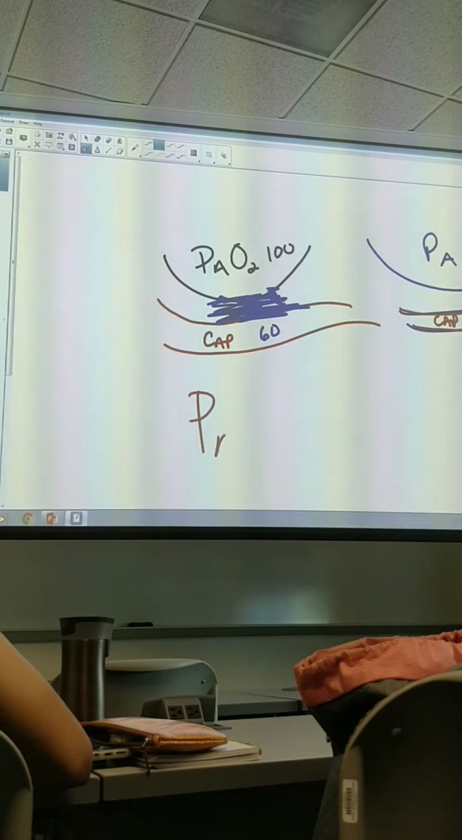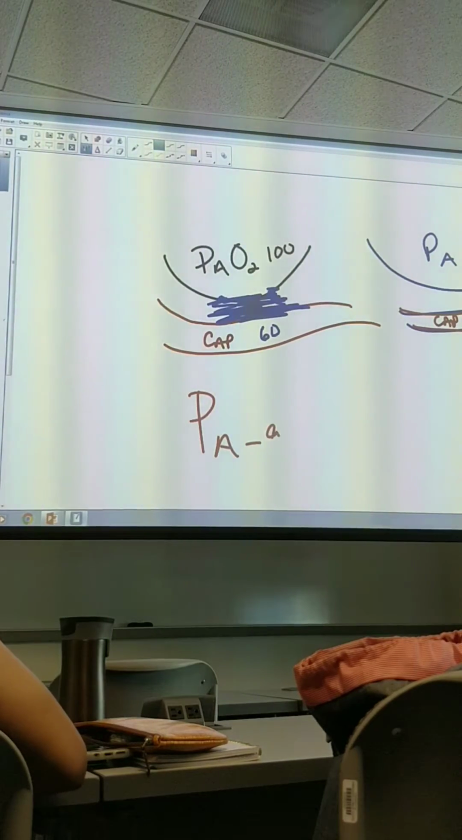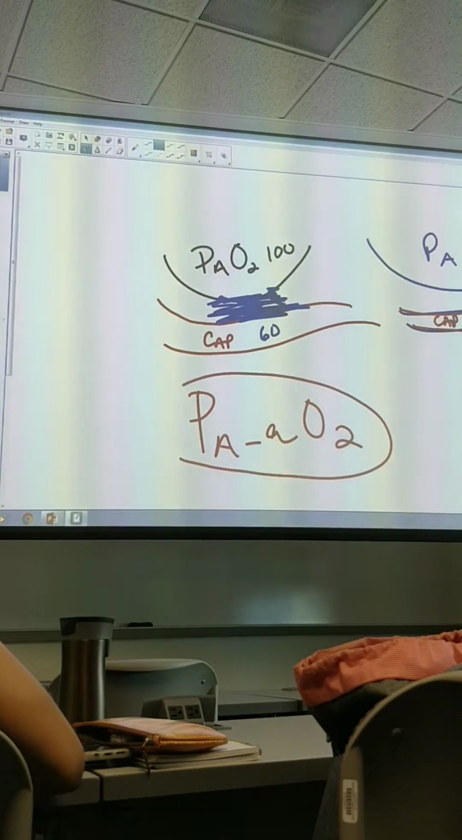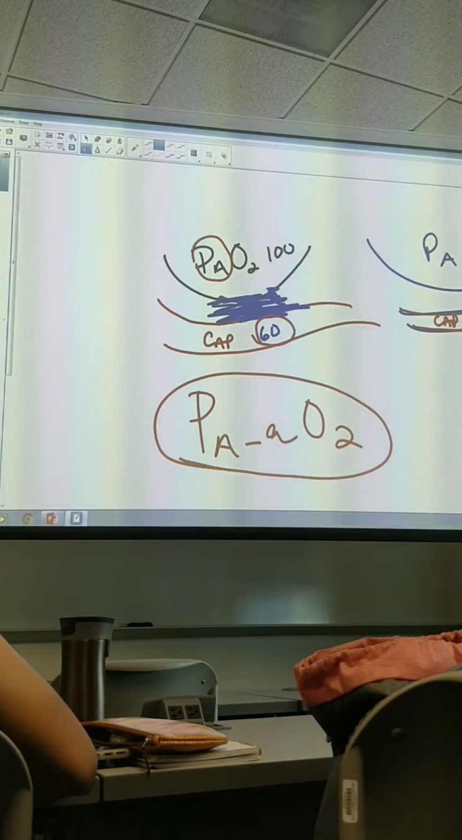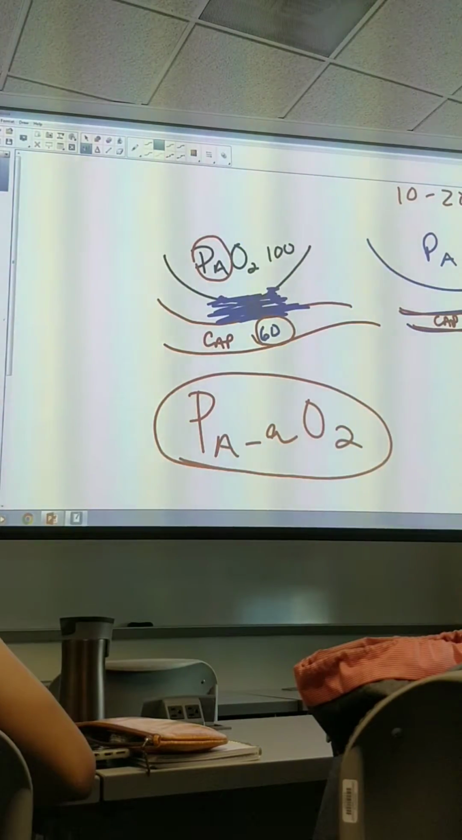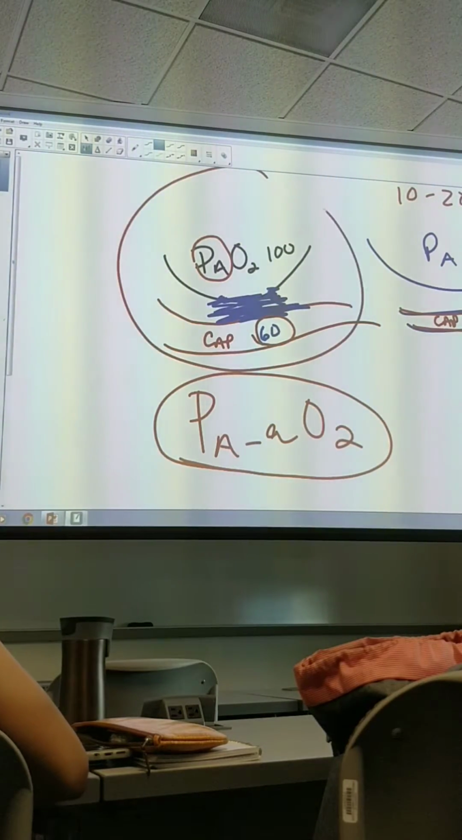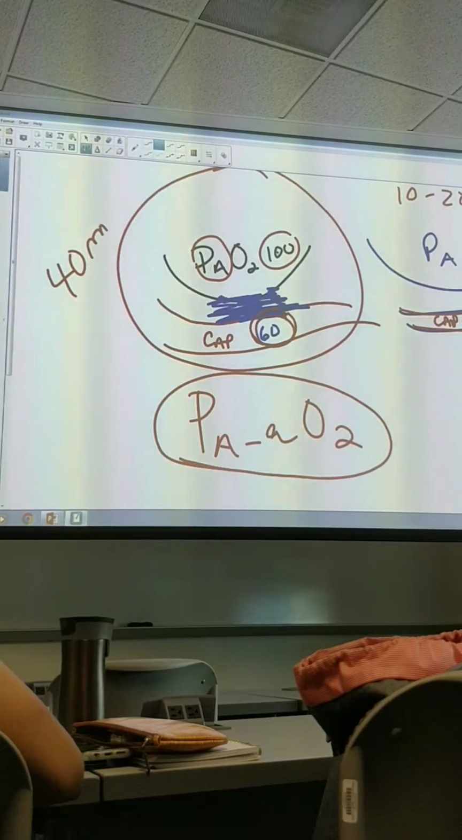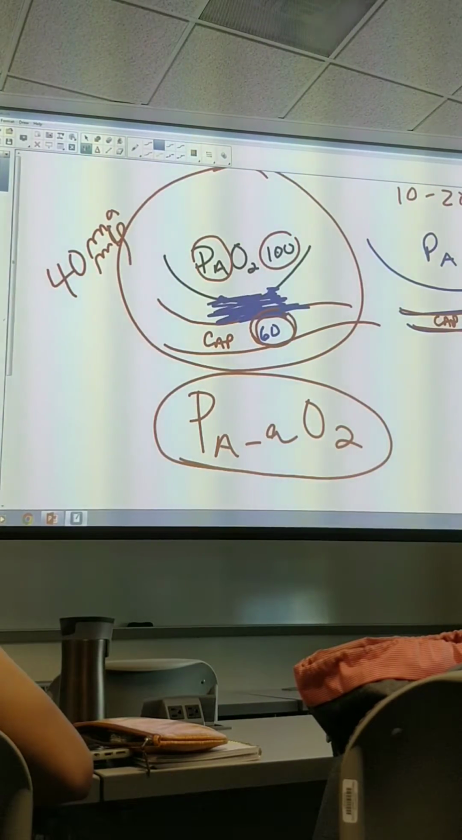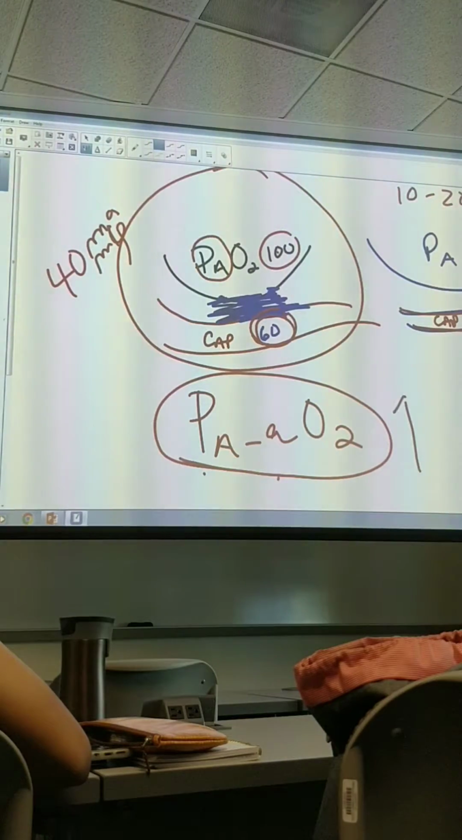The P big A little a O2, that is the difference between what's in the alveoli and what's in the capillary. That difference should be no more than 10 to 20 millimeters of mercury. So what happened here to that difference? 160. What's the difference here between what's in the alveoli and what's in the capillary? 40. So the A-a difference increases.